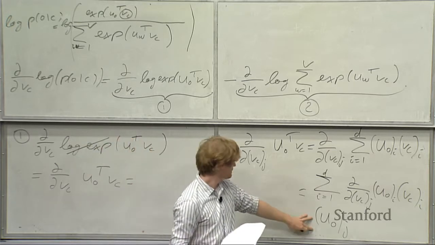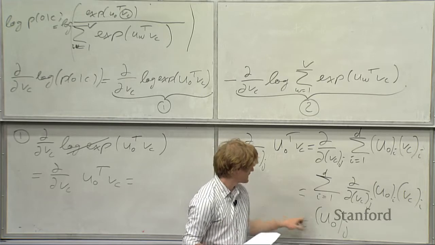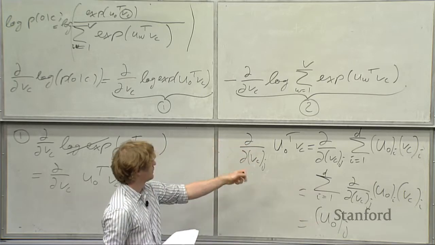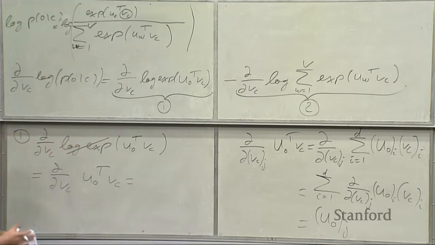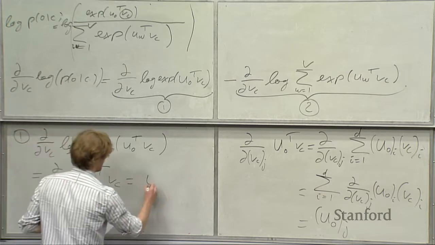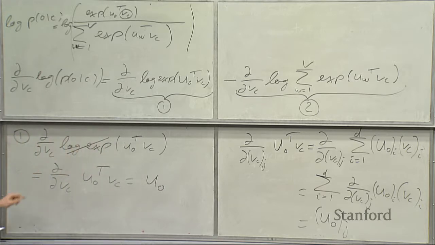So here the obvious pattern is that the derivative of each of these elements is just one of the elements of the one vector that we took an inner product with. And so what does that mean when we put all of these together and do it for the entire vector? What will be the derivative of this? That's right, u_o. Cool.